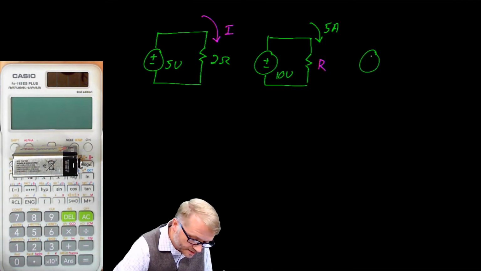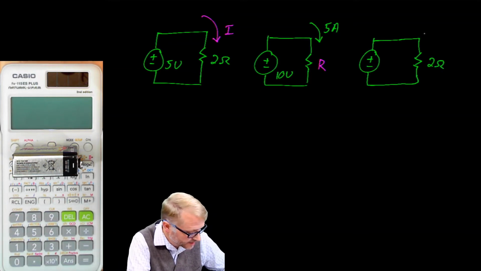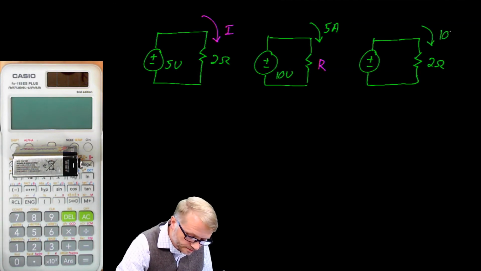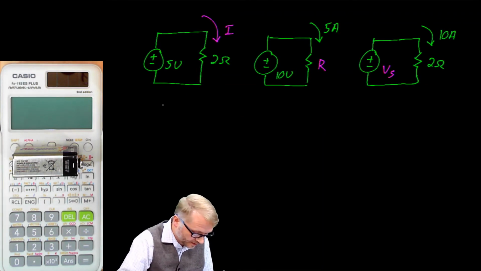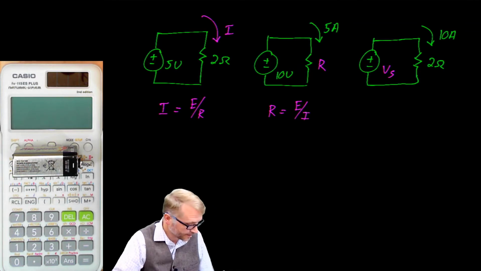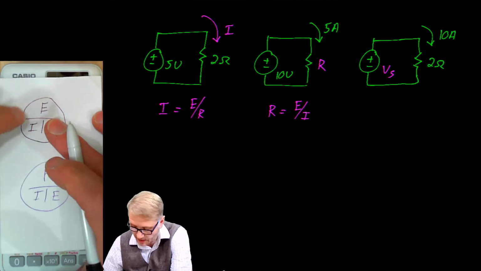Next, we know the resistance and the current as, let's see, what did we write this as, 10 amps. You're asked to find the source voltage. So I is equal to E over R. R is equal to E over I. And these are all coming from our cover-up method. So R is E divided by I.